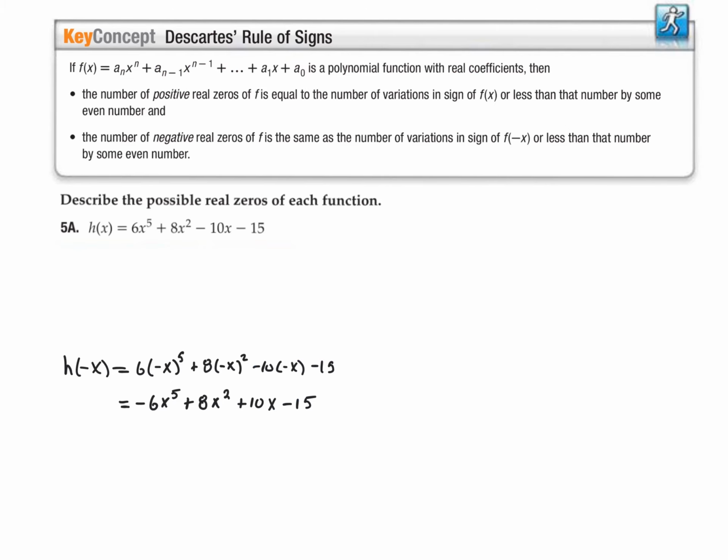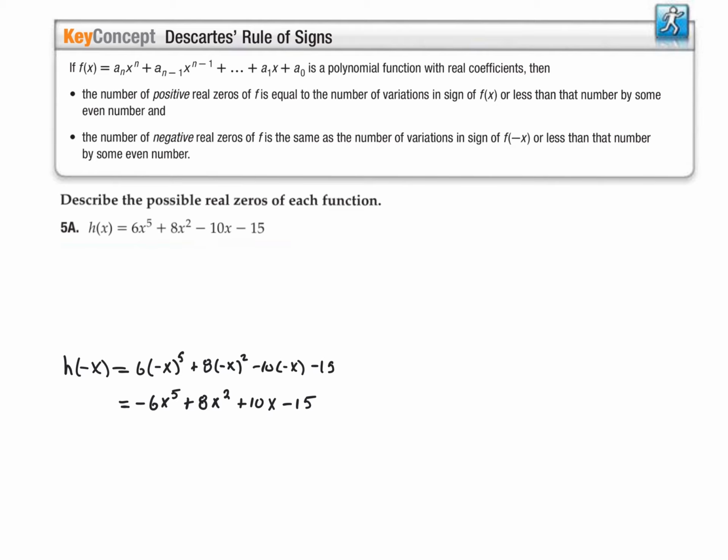All right, now Descartes was a French mathematician and scientist who discovered this pattern for determining the number of positive real zeros, not just rational, and the number of negative real zeros. And we could do that just by looking at sign changes. So it says the number of positive real zeros of the function f is equal to the number of variations in signs of my function, or less than that number by some even number.